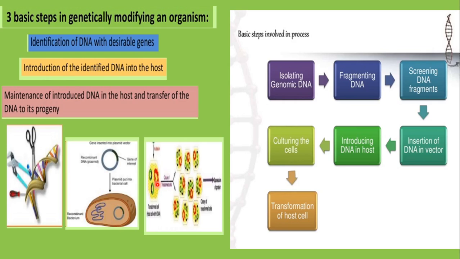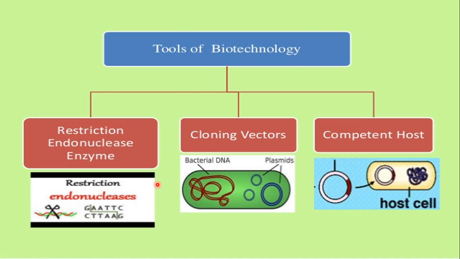Now, what are the tools that are used? There are three main tools. First, restriction endonuclease enzyme. This is the enzyme that will help in cutting the DNA. It is also known as molecular scissors. It will be used to cut out the desired DNA. Secondly, cloning vectors. Vectors are those which will help in transferring the required DNA to the host cell, from the first organism to the second organism.